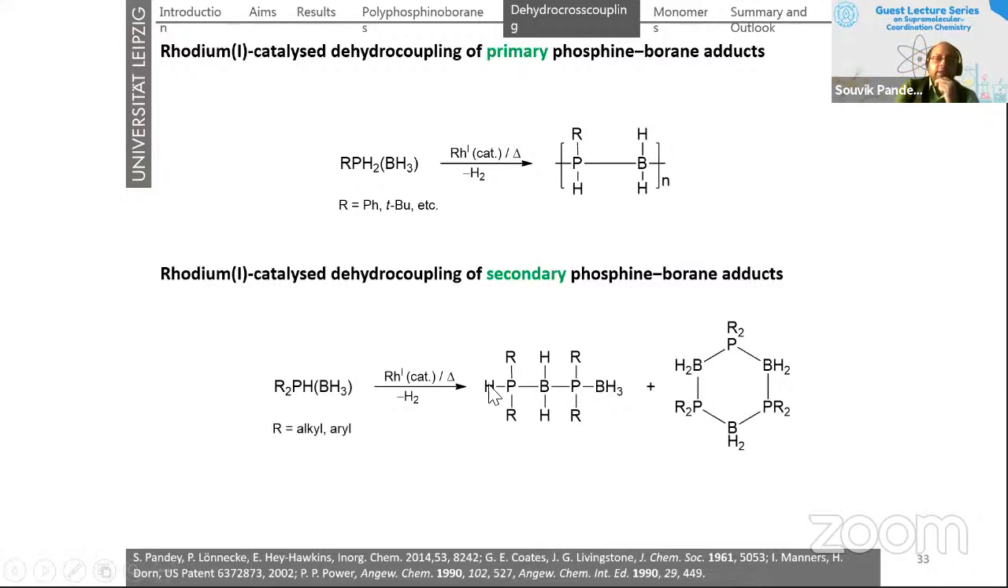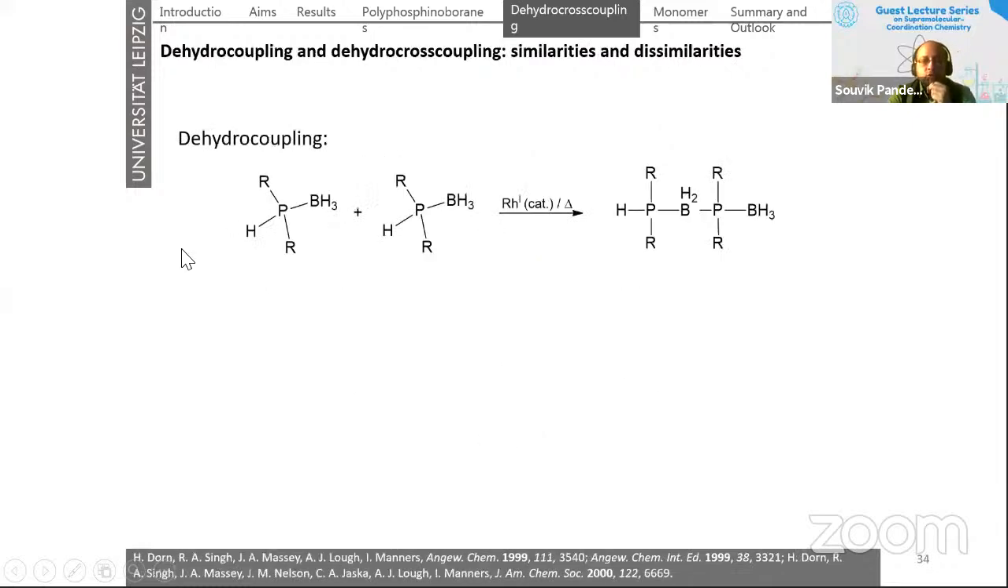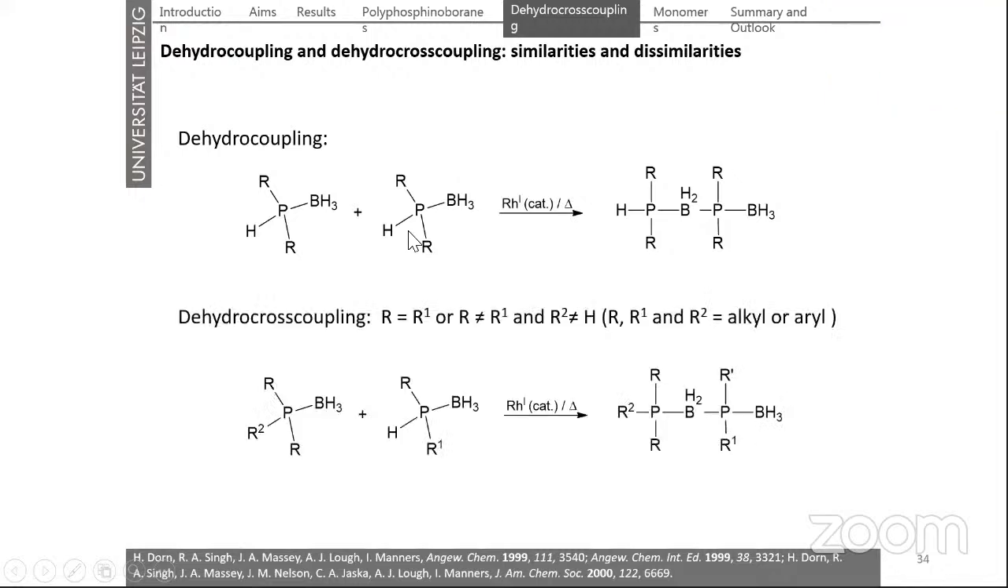If I have something here like this, with this PH group, if I can remove this hydrogen here, it will not be able to cyclize with another one. So by which way can I do this? If I can give you a dehydro cross coupling with this.